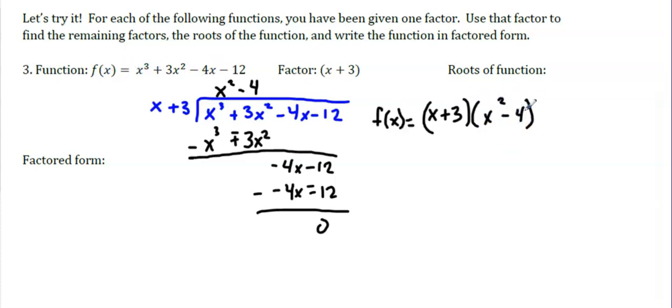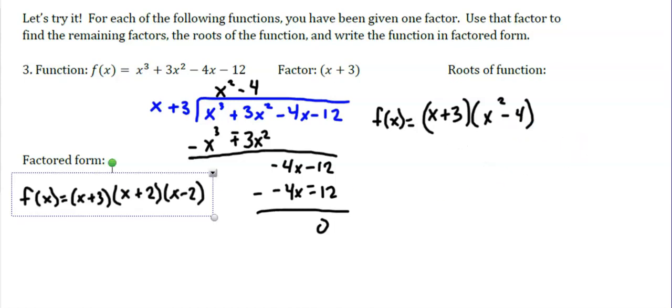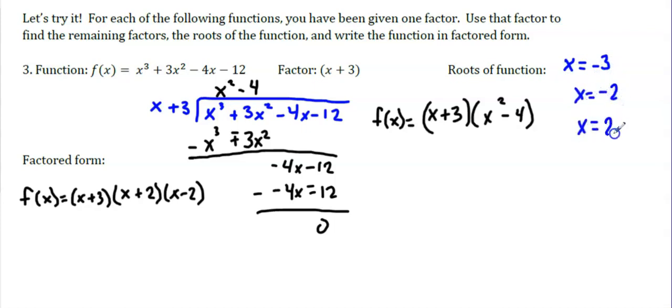So my quadratic right here can be factored even further. So I'll bring down my x plus 3, and this is the difference of squares, because x squared is a perfect square and 4 is a perfect square, and it's subtracting. So I know that if I factor x squared minus 4, I'll get x plus 2, x minus 2. So now I have my factored form, and I can use that to find my roots. My roots will be x equals negative 3, x equals a negative 2, and x equals a positive 2. And I got that by just taking the opposites of each of those numbers.